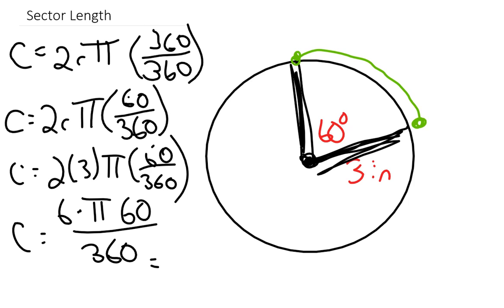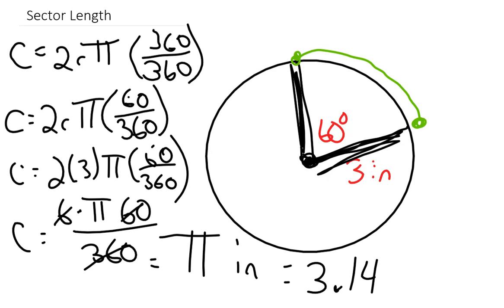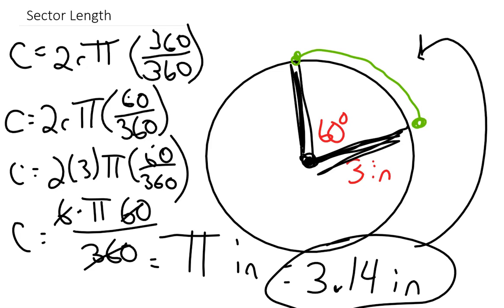to reduce down. 6 times 60 is 360. 360 divided by 360 is 1. I'm just going to get pi. And remember, I'm talking inches here, so I'm just going to get pi inches, or 3.14 inches. Which means that this distance here, from this point to this point, is going to be 3.14 inches.